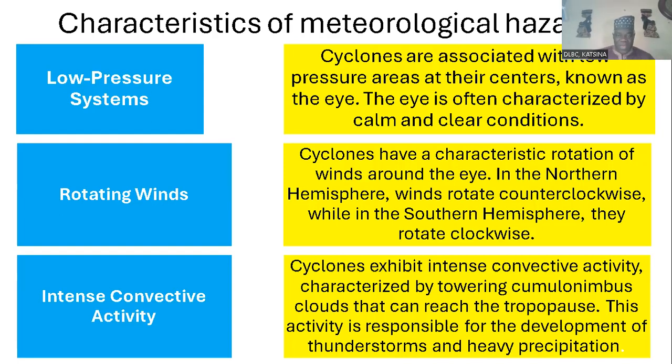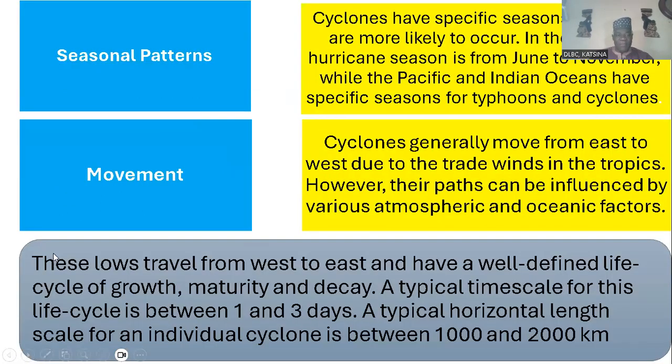In your discussion of the atmosphere, we told you that at the lowest level, we have the troposphere, then the tropopause, before the stratopause, then the mesosphere, and so on. And within the troposphere is where we have the main weather or meteorological activities taking place. So these cumulonimbus clouds could reach even up to the tropopause in their height, with very high convective activity. Then seasonal patterns of the cyclones. Cyclones have specific seasons when they are more likely to occur.